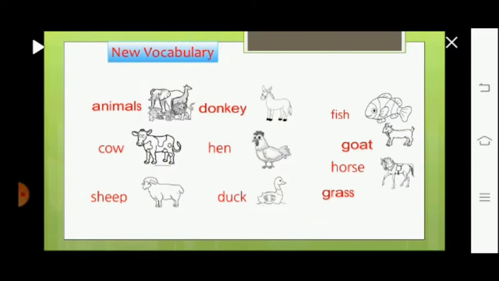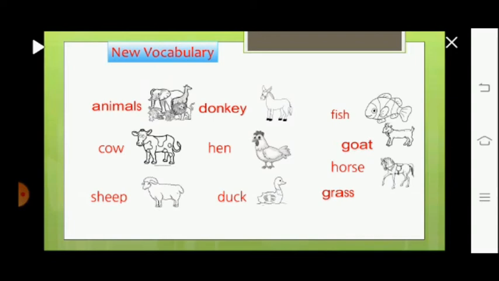Okay? One more time. Animals. Cow, sheep, donkey. Hen, duck, fish. Goat, horse. The last word is grass. Animals. Cow, sheep, donkey, hen, duck. Okay? Fish, goat, horse, grass.